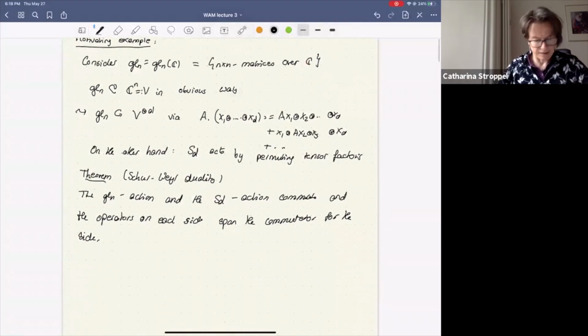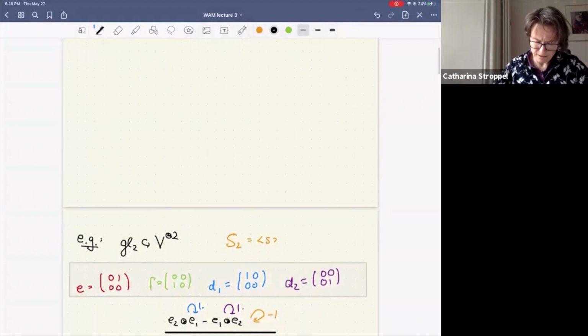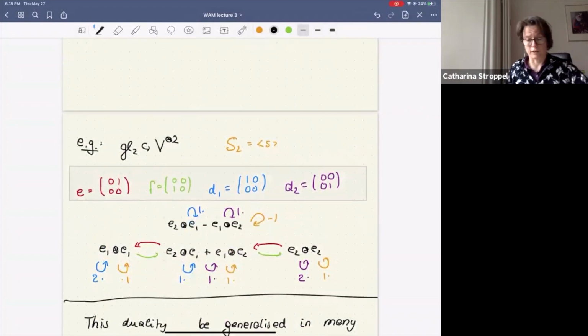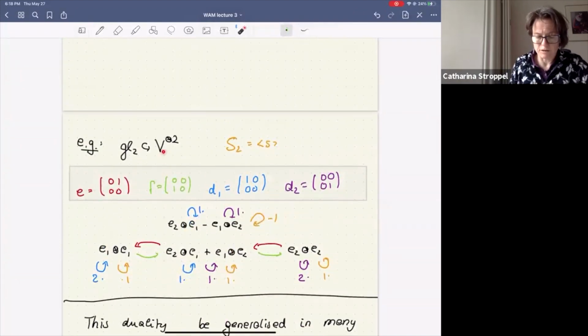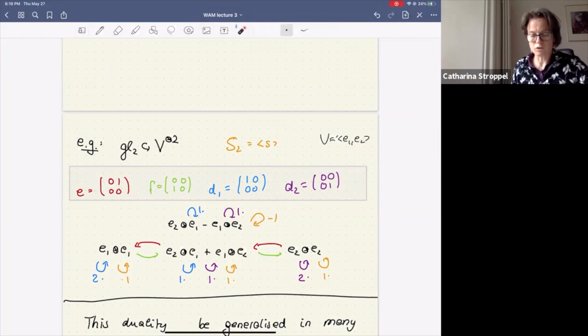Okay, so I can look at the GL_2 example. So here I drew the GL_2 example. So we have our two-dimensional vector space with, say, basis e_1 and e_2. And then I drew here the basis of my GL_2, and I have one generator of my symmetric group S_2. And then if you choose a nice basis of this V tensor 2, so I chose these four basis elements, I can draw exactly what the action is.